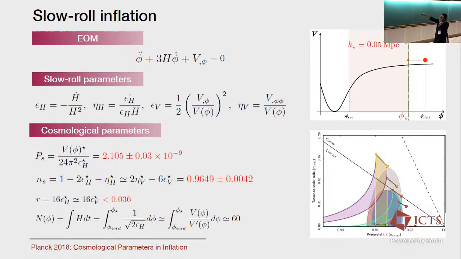Now you might see there is a star everywhere here. This star denotes the pivot scale in the Planck data. So this minimum 50 or 60 e-folds is the amount of e-folds I need from the pivot mode crossing of the Hubble horizon to the end of inflation. The total amount of inflation could be more than that. There is no bound a priori on that.